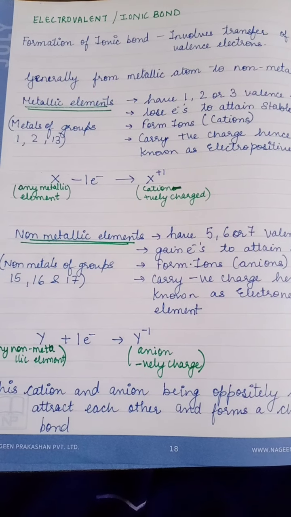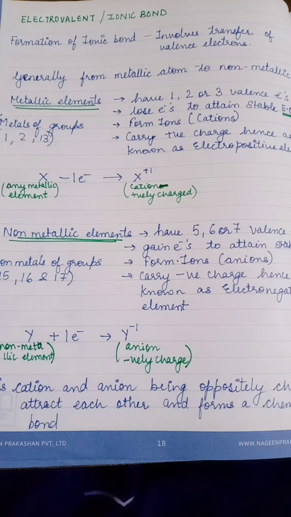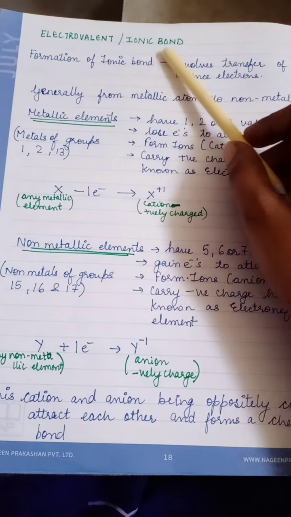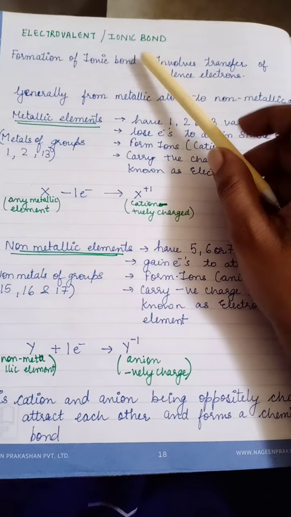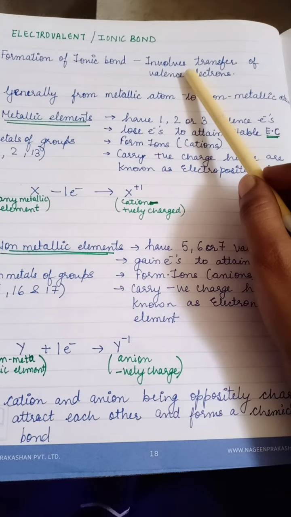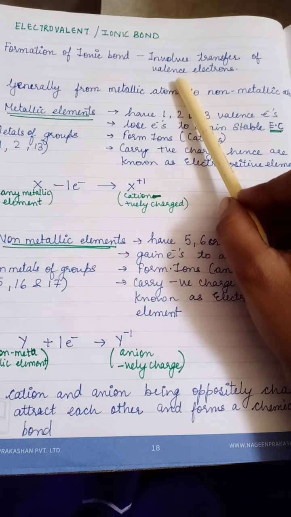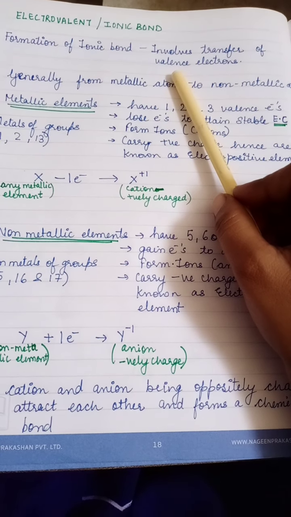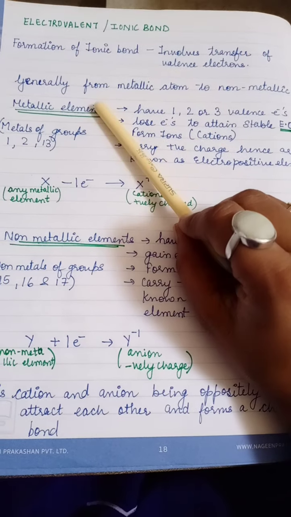Dear students, today we are going to start with chemical bonding. The first bond is the electrovalent bond, or ionic bond. Now, how does the ionic bond form? It involves the transfer of valence electrons. Valence electrons are those electrons which are present in the outermost shell.